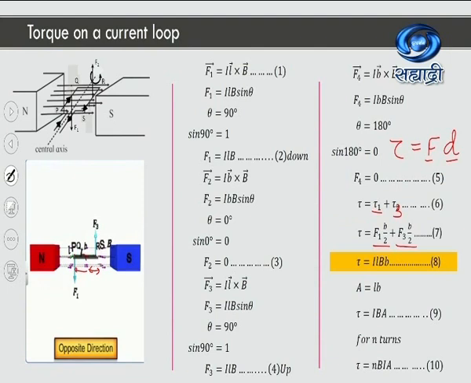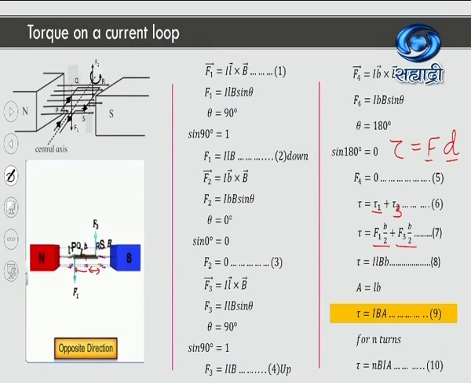Hence, if we add these, tau is equal to I L B b, where small b is the breadth. But we know the area of this rectangular loop A is nothing but L into b. Substituting this in equation 8, tau is equal to IBA. So if I have one loop kept in an external magnetic field, then the torque experienced by that single loop will be equal to IBA.